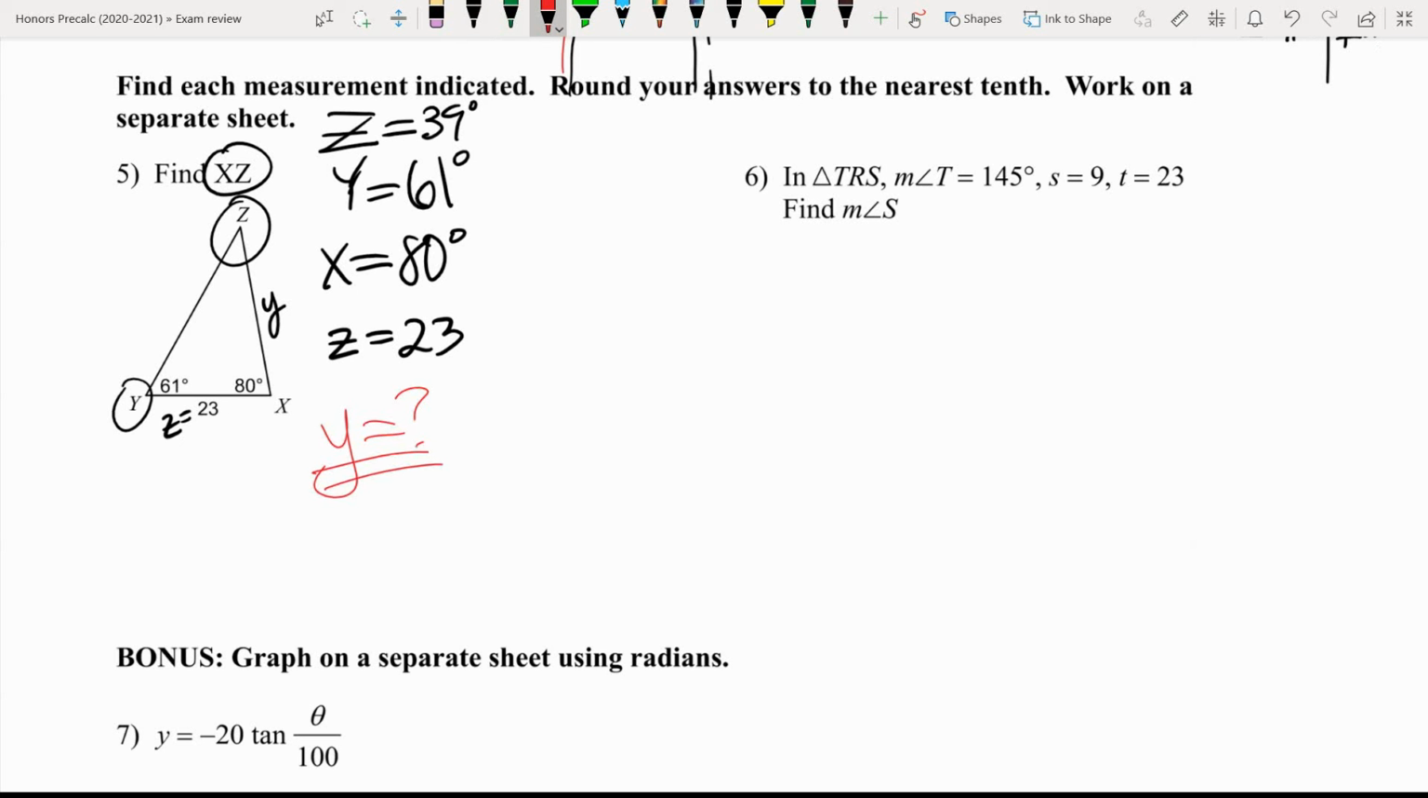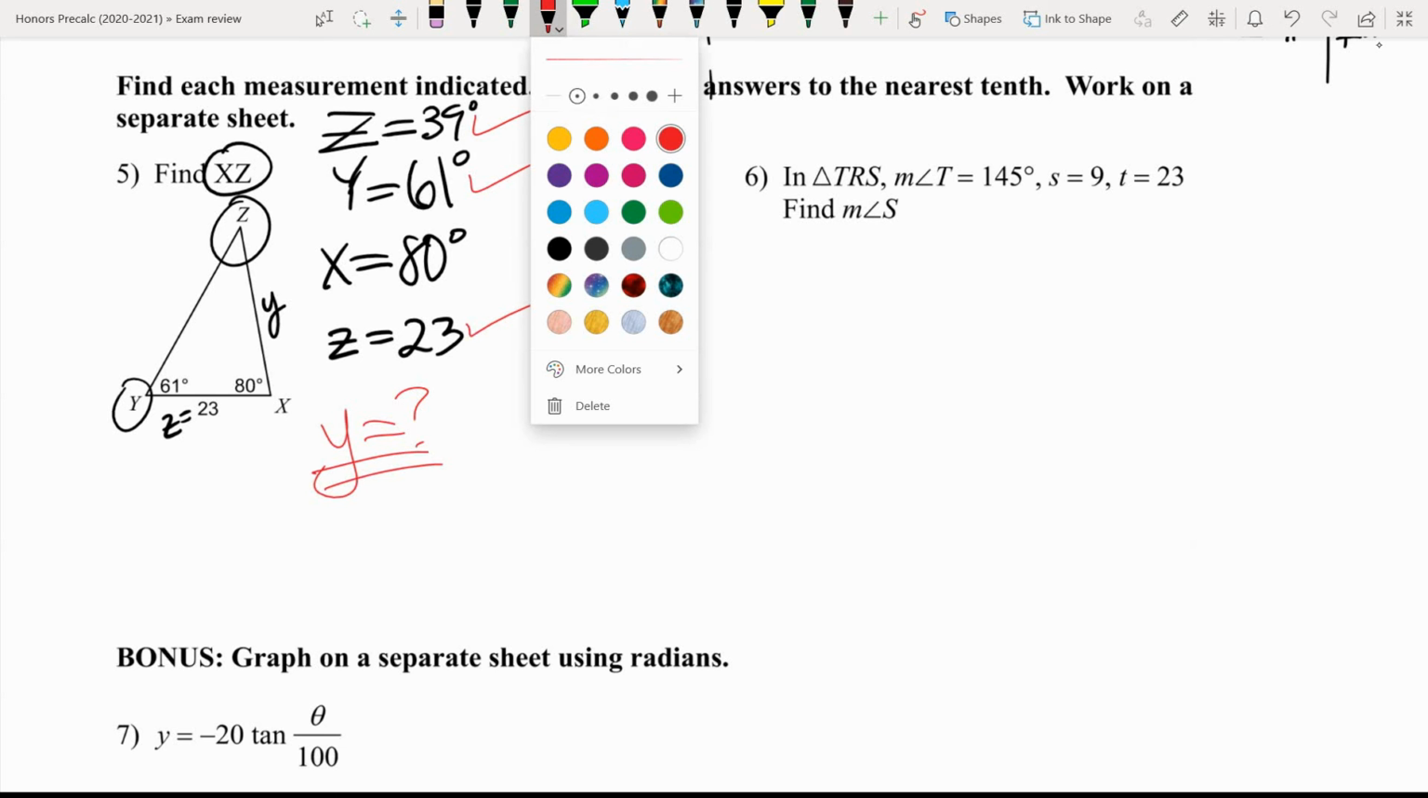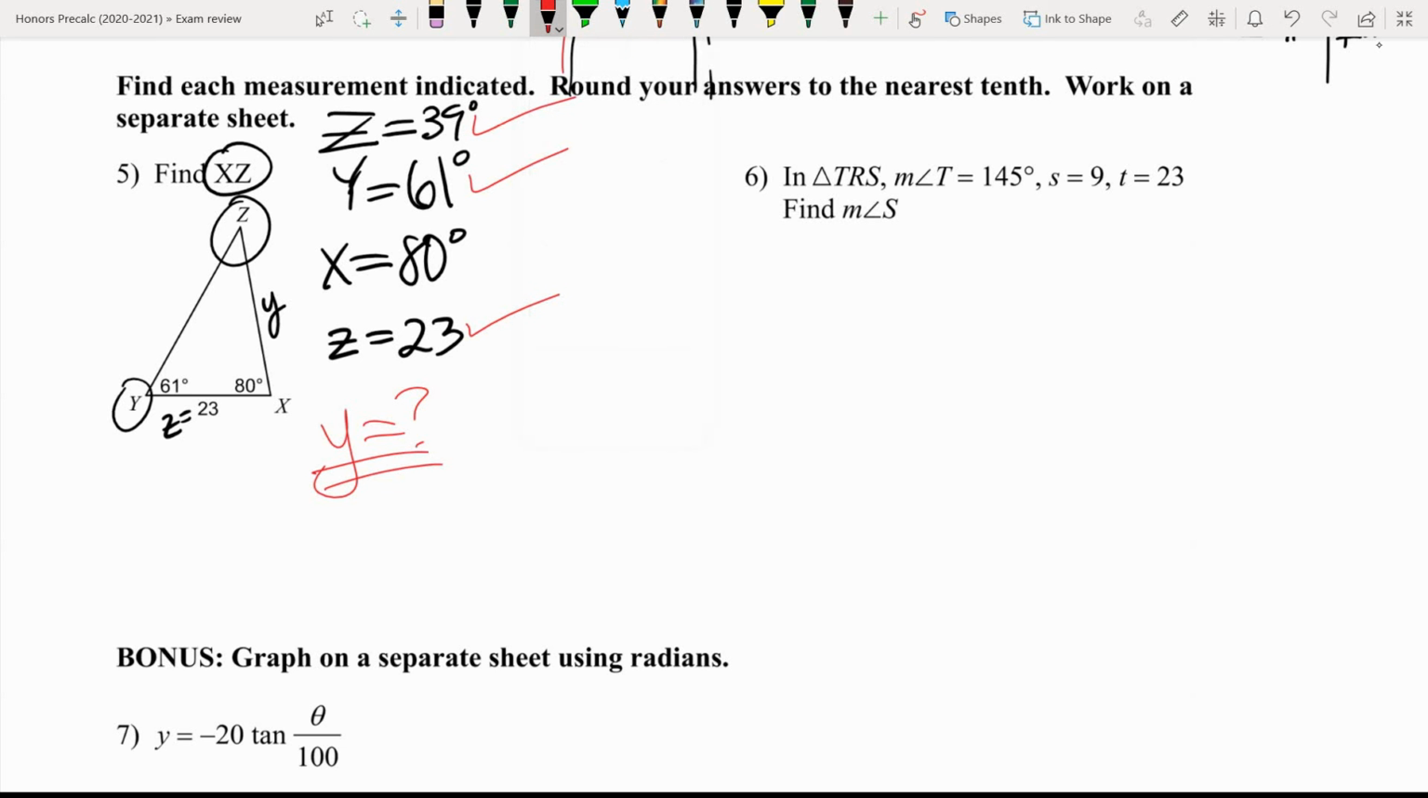So if I'm trying to find y, but I have angle y, and I have side z and angle z, that's enough to use law of sines in this case. All right, so law of sines looks like this. I always like putting the thing I'm trying to find in the upper left corner. So I'm trying to find y.